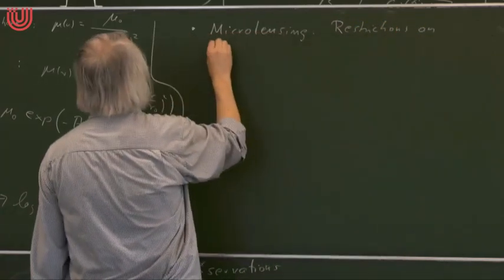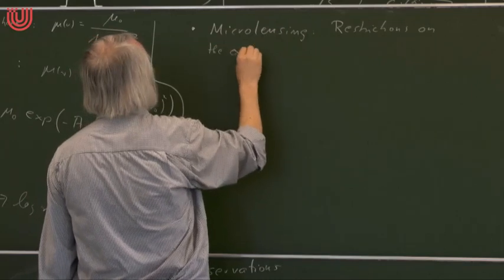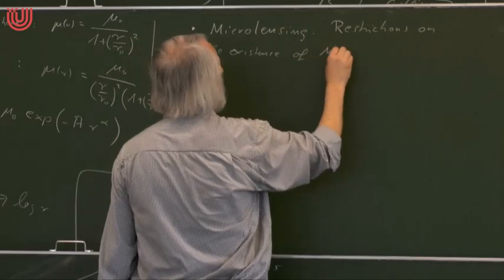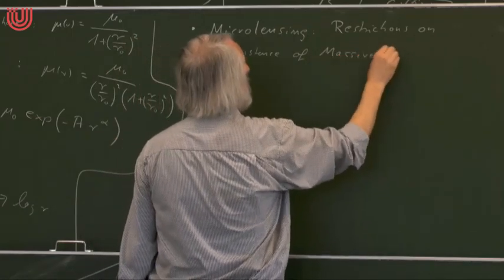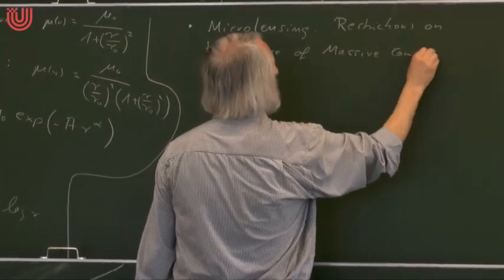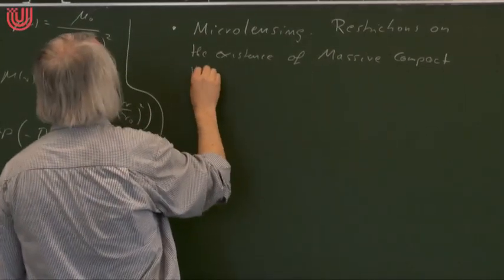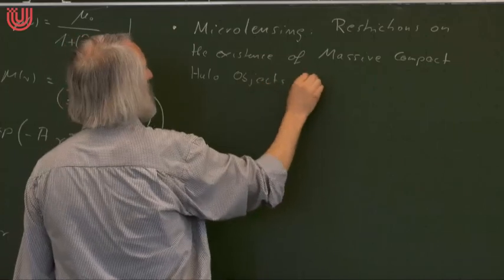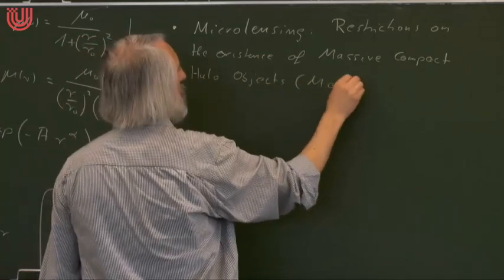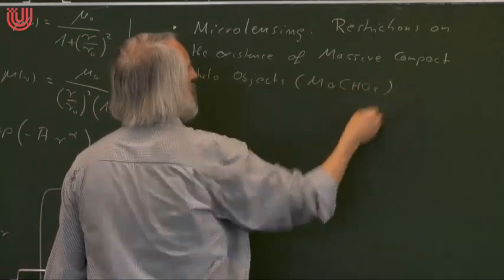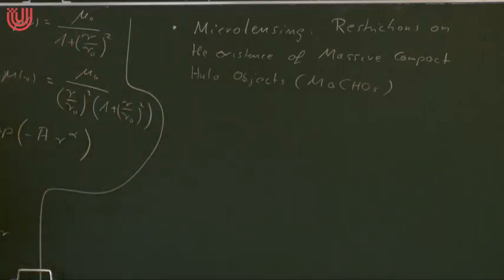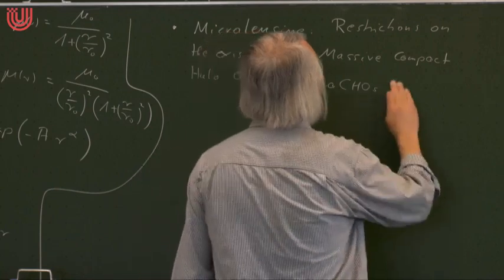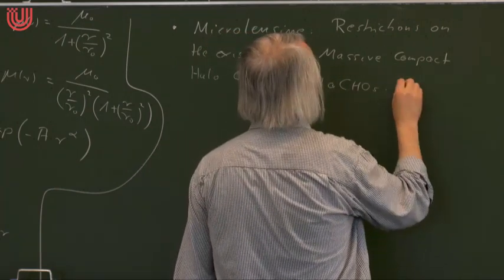on the existence of massive compact halo objects, MACHOs. So what I already said. What are candidates for MACHOs? So this is, for instance, black holes.